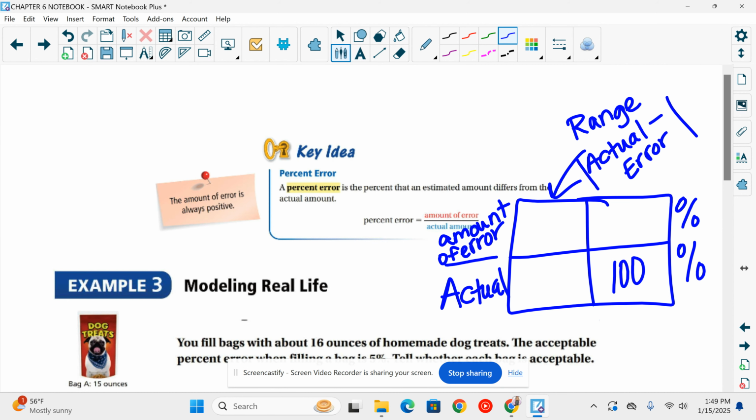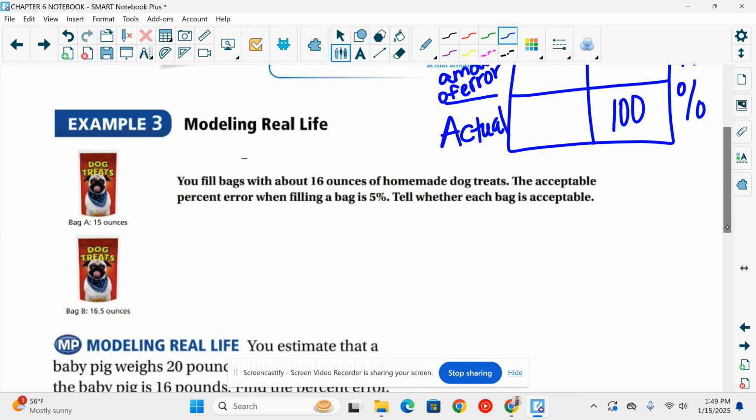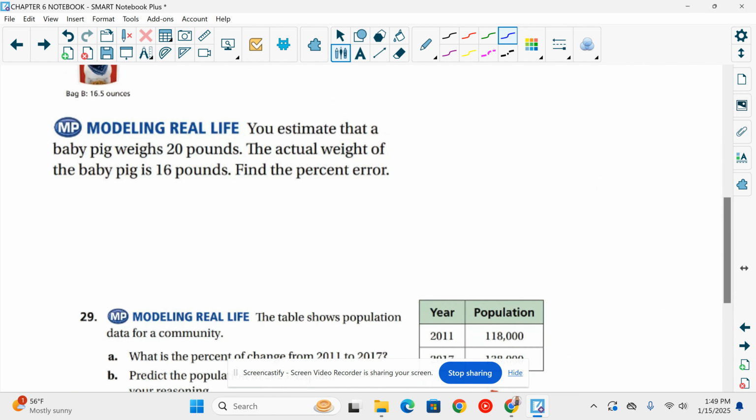Okay? We good so far? Alright, I don't like example 3, so we're going to skip example 3 for now, and we're going to look at the problem below it.